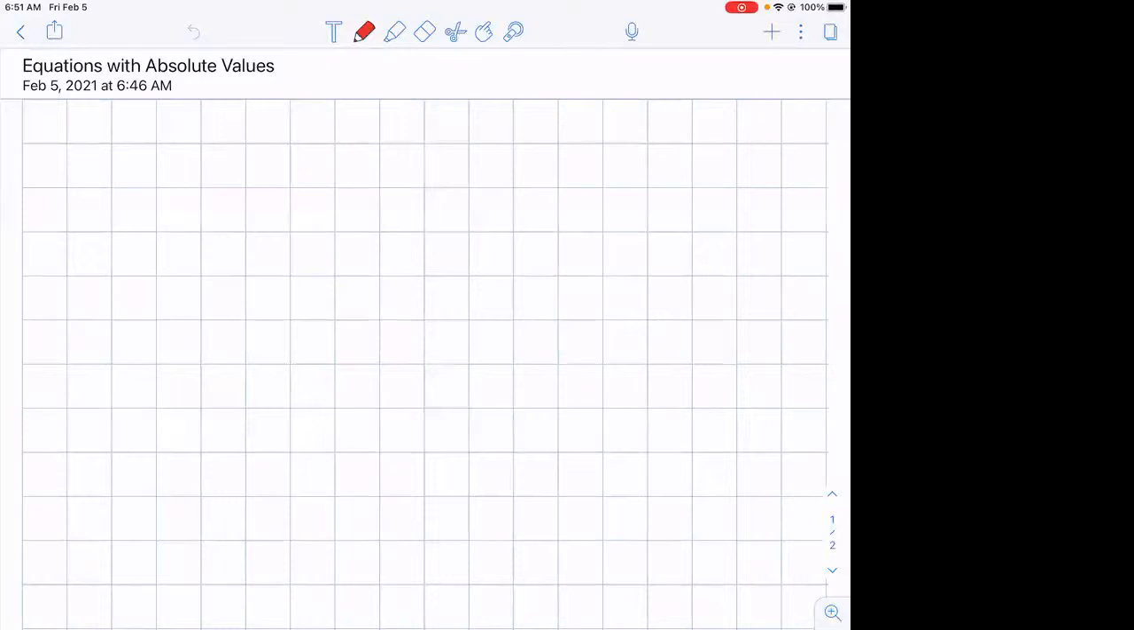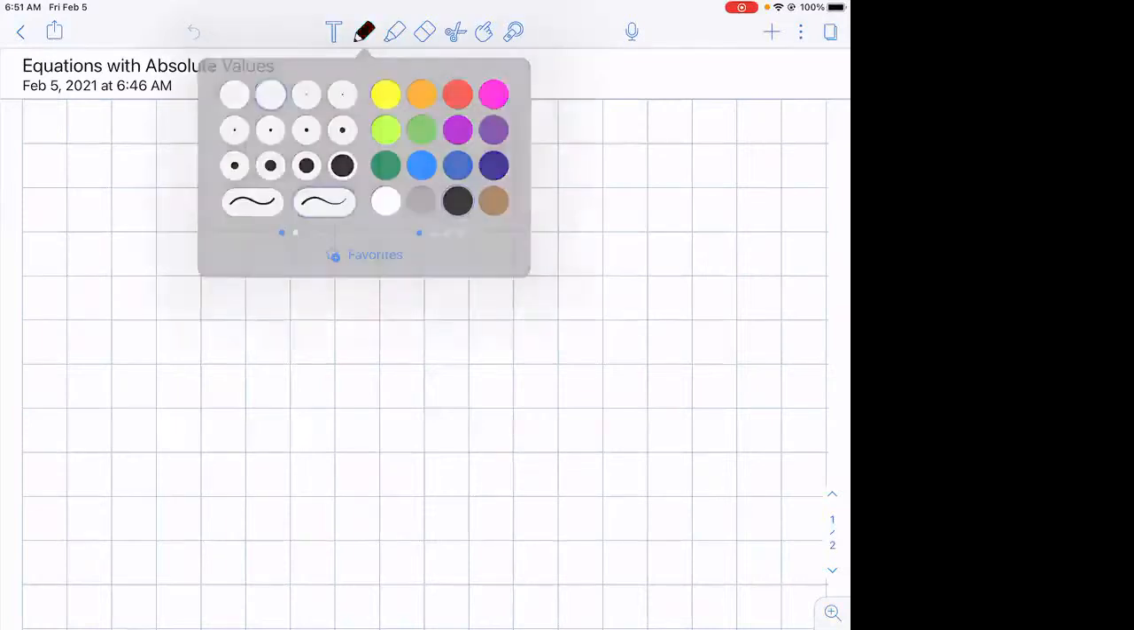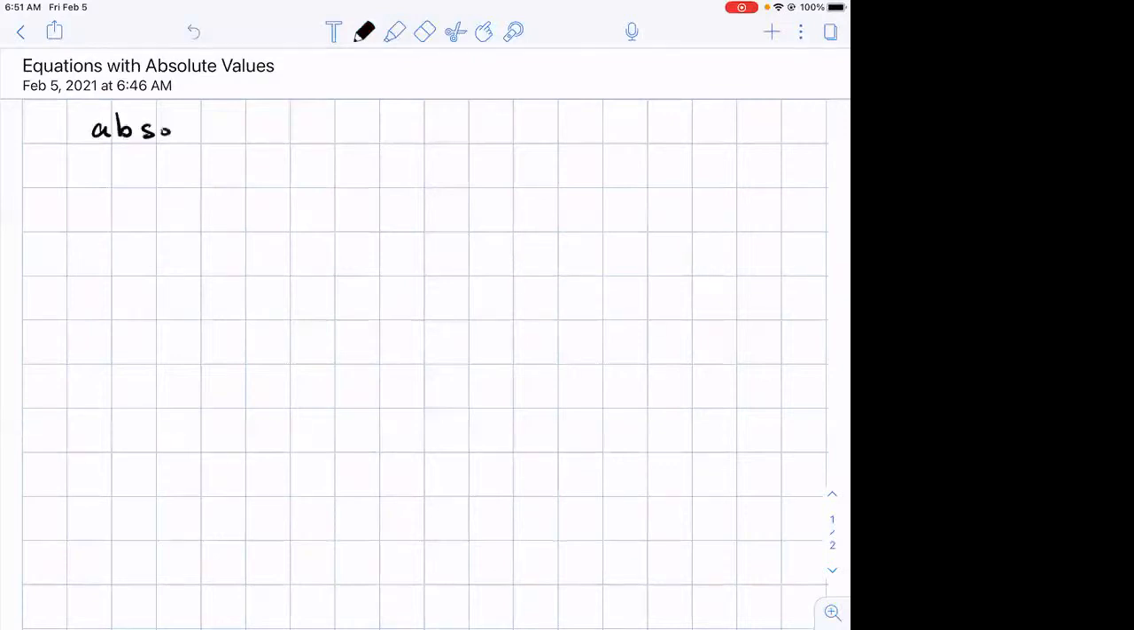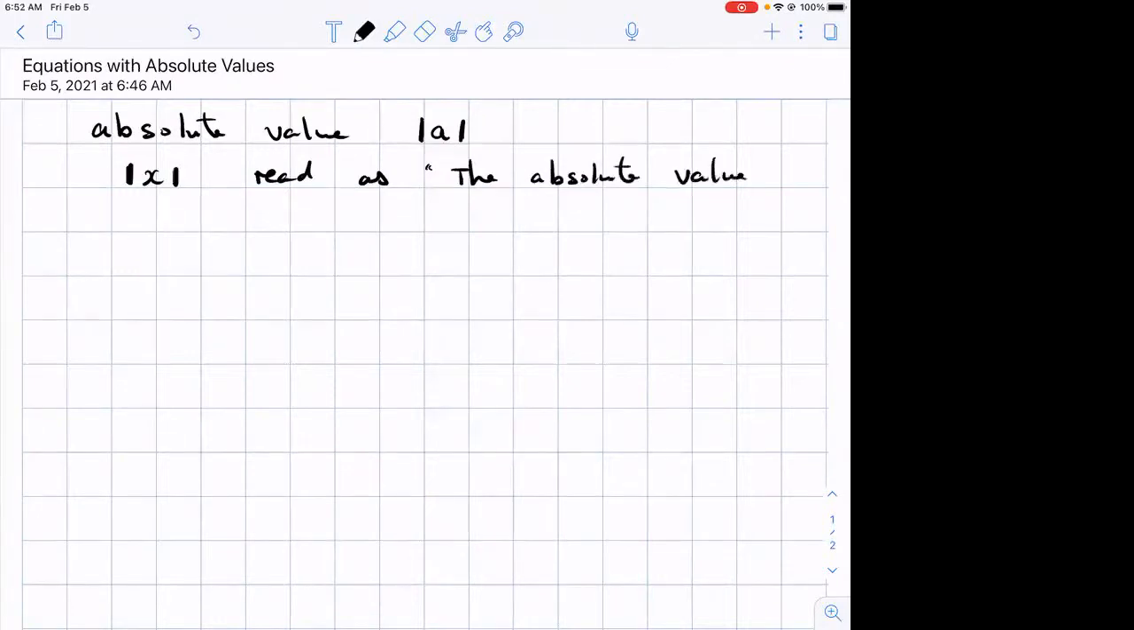So absolute value, first of all, is the way we write it. When we write absolute value, we use two vertical lines. So the absolute value of A. If I have a vertical line, X, vertical line, we read this as the absolute value of X. These two lines are what make it the absolute value symbol.